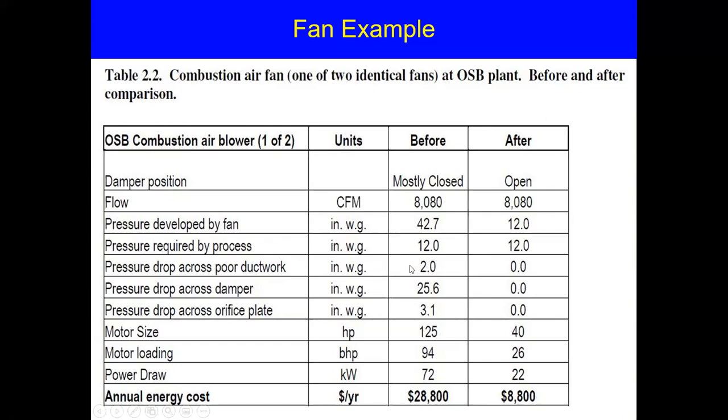So they redid the ductwork. Pressure drop across the damper, they took out the damper. And pressure drop across the orifice plate, they took out the orifice plate. And so we went from 125 horse to a 40 horse. So I think they replaced the fan. Brake horsepower, and so power draw from 72 to 22, and the annual energy cost was 28,800, and they reduced it by after to 8,800. So they basically saved $20,000 with this.